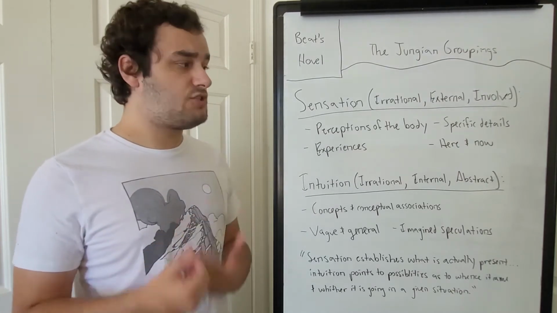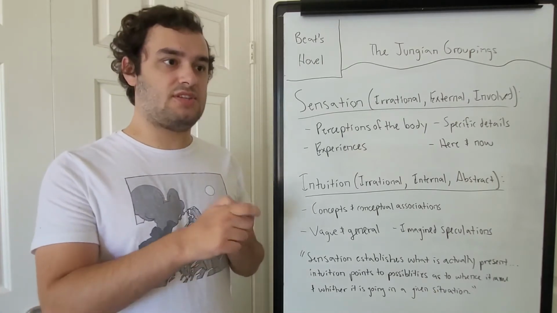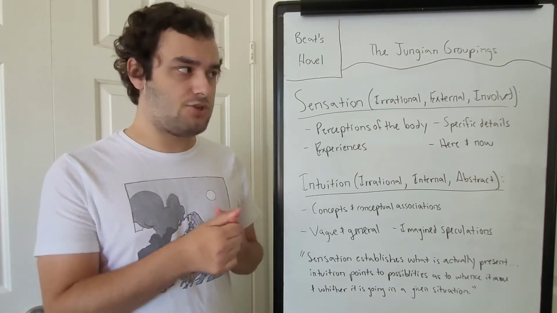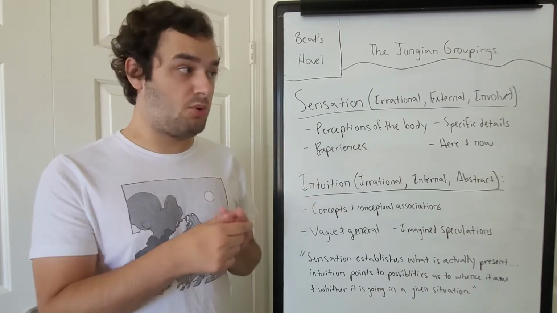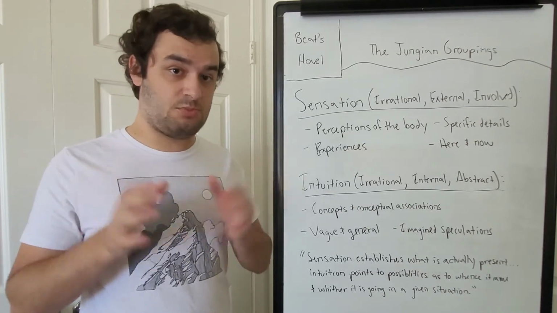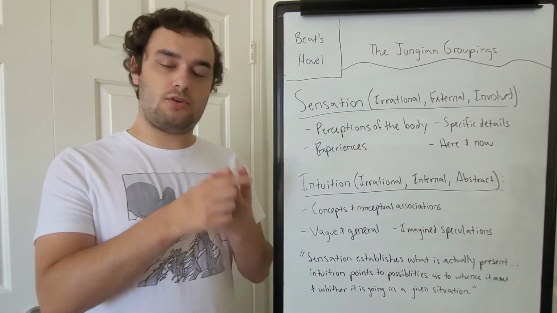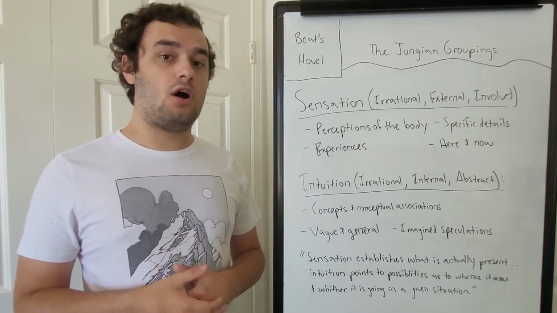So yeah, let's start with sensation. Sensation is irrational, which means it's a perception, it's unfiltered information. It's external, which means it can be pointed to, it's demonstrable, and it's involved, meaning it's a portion of our local direct experience. So with all those three properties, all those three dichotomies attached to sensation, what is it?